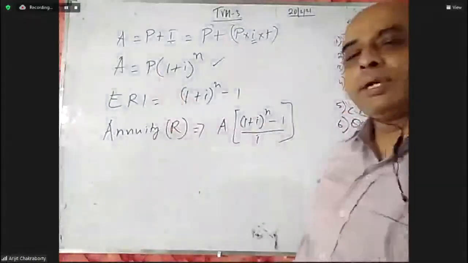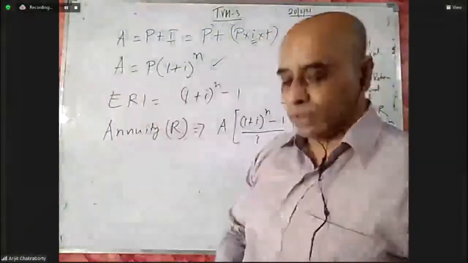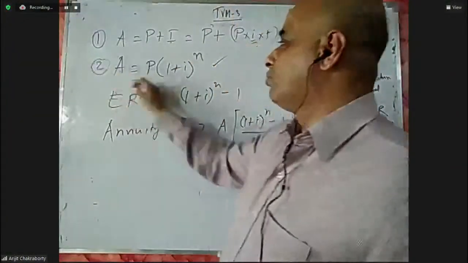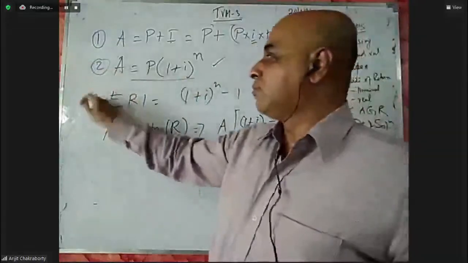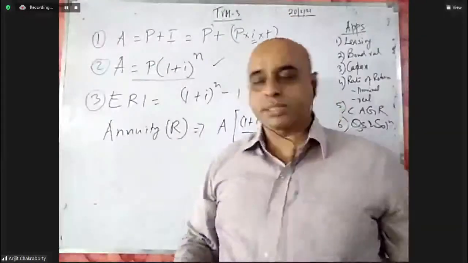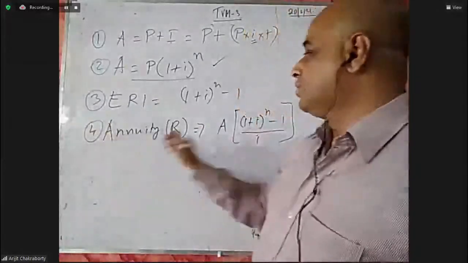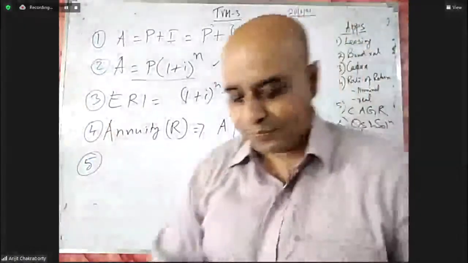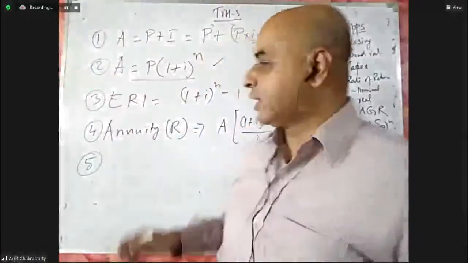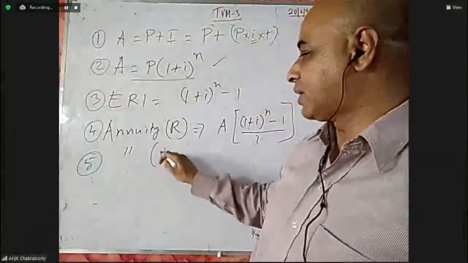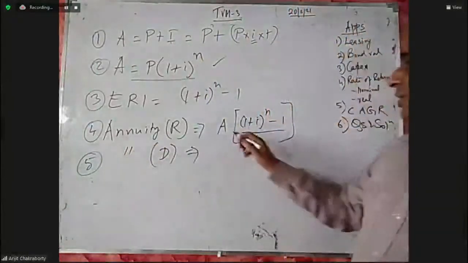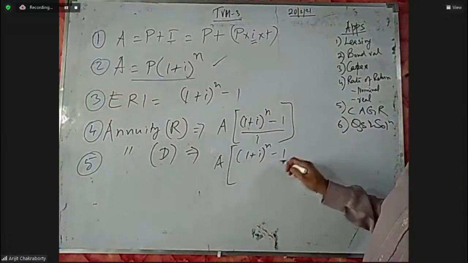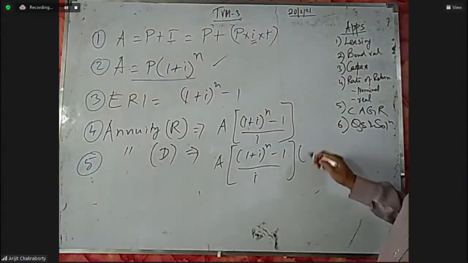Then we had the compounding interest formula. The first one, of course, is simple interest. The second one is the formula for compound interest. The third formula is the effective rate of interest. The fourth formula is the annuity regular. And the fifth formula is the annuity due, or the annuity immediate. So I'm writing annuity, within bracket, due. And this formula is A into 1 plus i to the power n minus 1 by i, into 1 plus i.